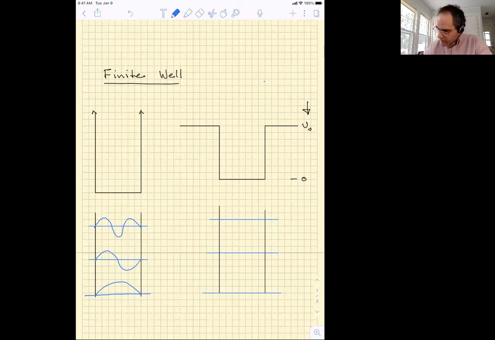And so here's what we might expect, that the wave functions look a lot like the infinite well, but with one key difference. And the key difference is that now they're going to penetrate into the barrier region. Something like that. At least that's what we expect.